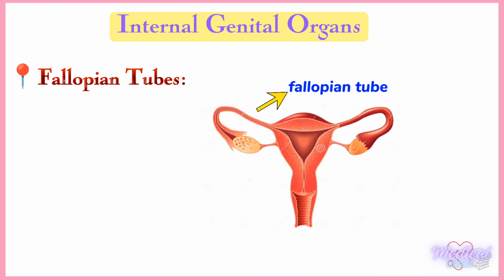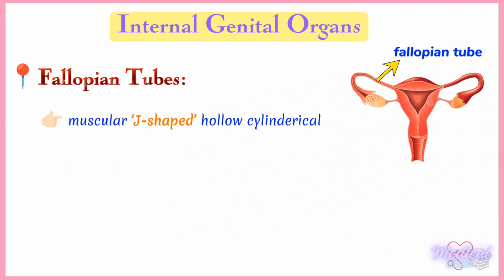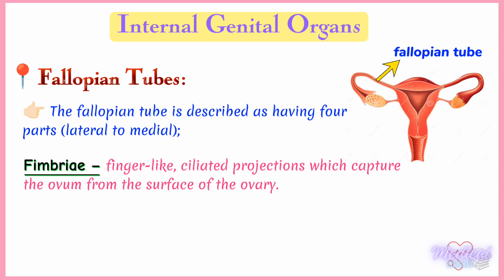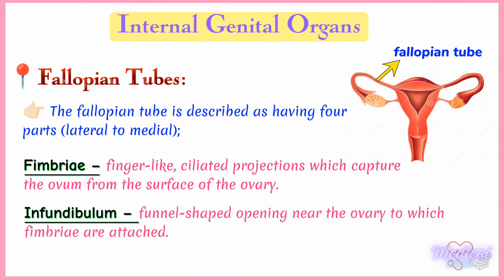Fallopian tubes. These are muscular, J-shaped, hollow, cylindrical tubes, 10 cm long. The fallopian tube is described as having four parts. Number 1, fimbriae. These are the finger-like ciliated projections which capture the ovum from the surface of the ovary. Number 2 is the infundibulum, a funnel-shaped opening near the ovary to which the fimbriae are attached.